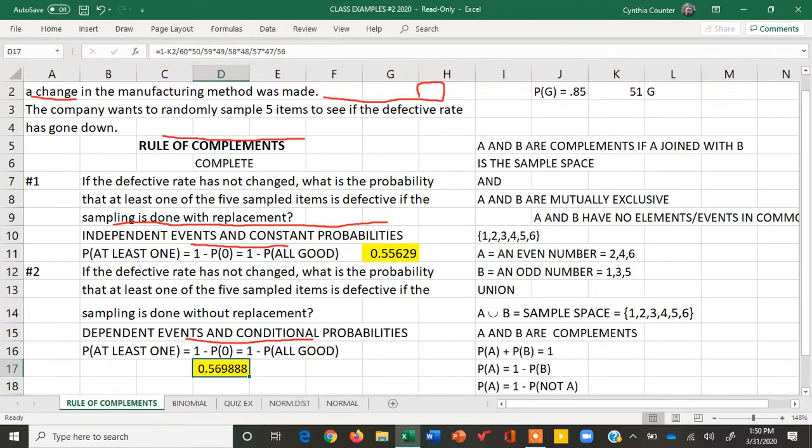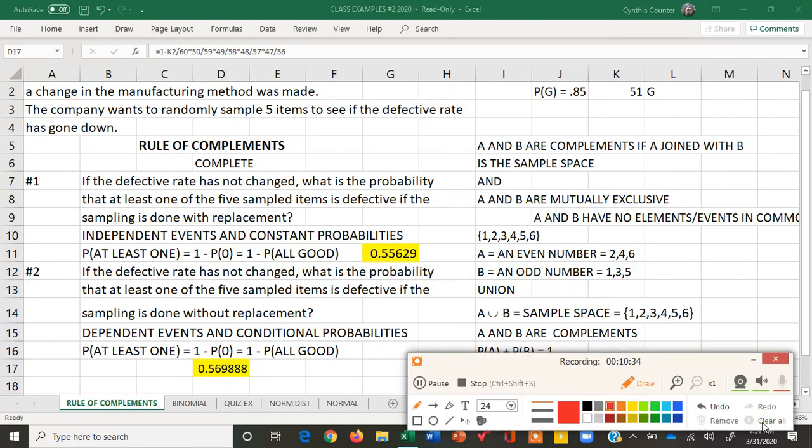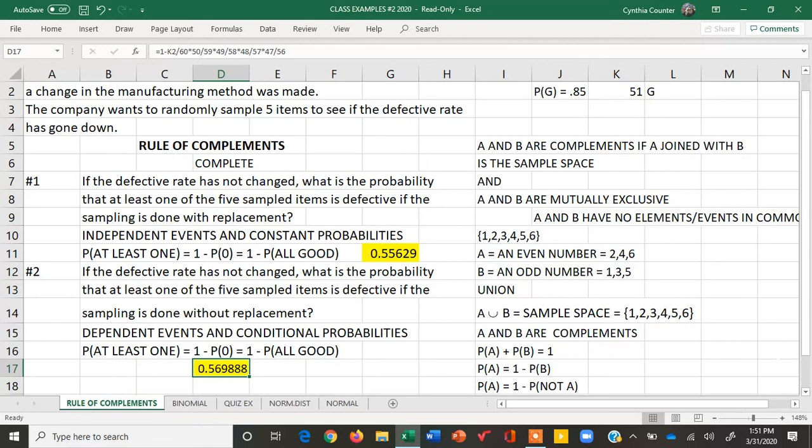Notice that we have a higher probability of getting at least one defective item when we sample without replacement than we do with replacement, because we are removing the good items and getting fewer good items relative to the defective items left. So that is the rule of complements using examples of sampling with and without replacement. Thank you for watching this video.